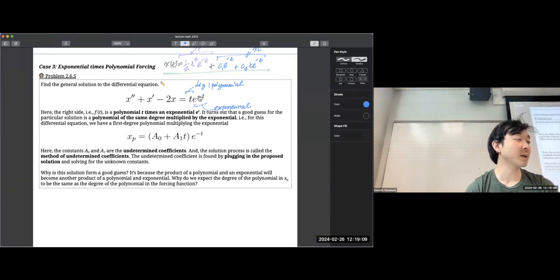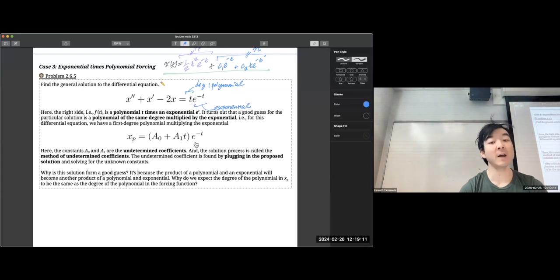That's the whole point of making sure you have a good solution form to begin with. The fact that you have e to the negative t here, even if you do the product rule. Because you have to do the product rule when you put it into x double prime or x prime, because this is something that's got t in it multiplied by e to the negative t. You'd have to do the product rule, but the product rule is like you take the derivative first times the second, so that keeps the e to the negative t.